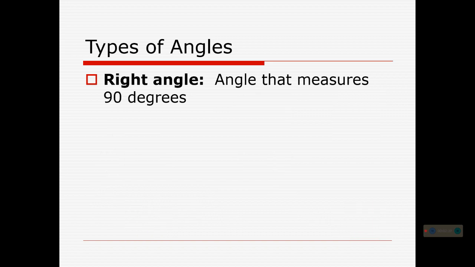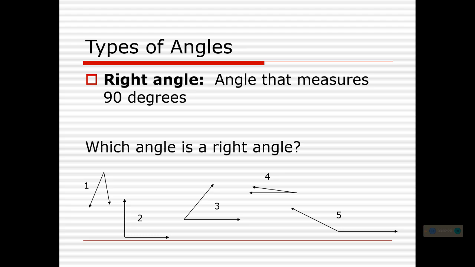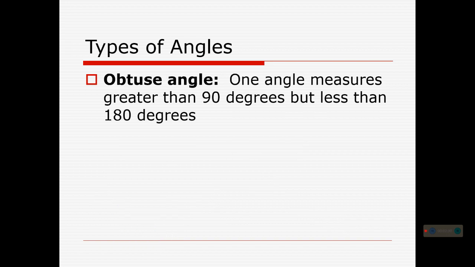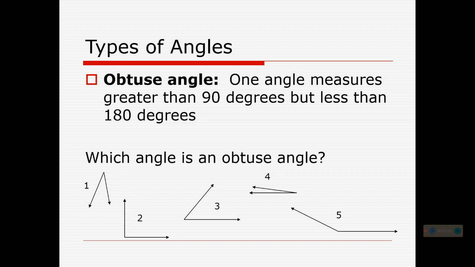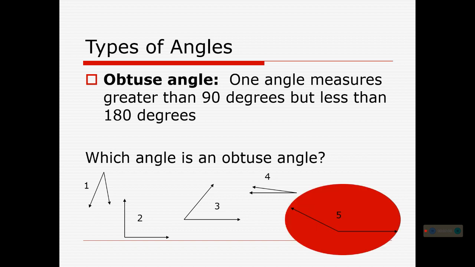Okay? The next type of angle is right angle, an angle that measures exactly 90 degrees. Okay? So, from these figures, which angle is a right angle? That's correct. We have number 2. Okay, next. The third type of angle will be the obtuse angle, an angle that measures greater than 90 degrees but less than 180 degrees. Okay, from figures 1 to 5, which angle is an obtuse angle? Which do you think? That's correct. We have number 5.